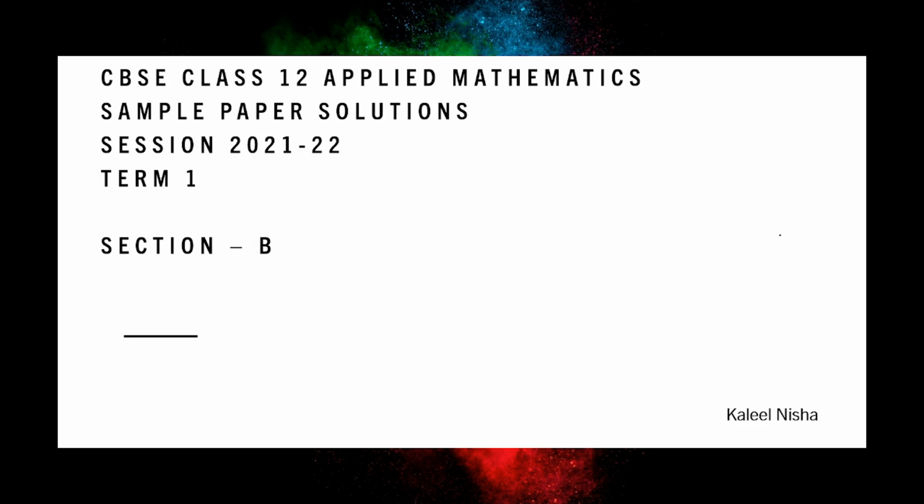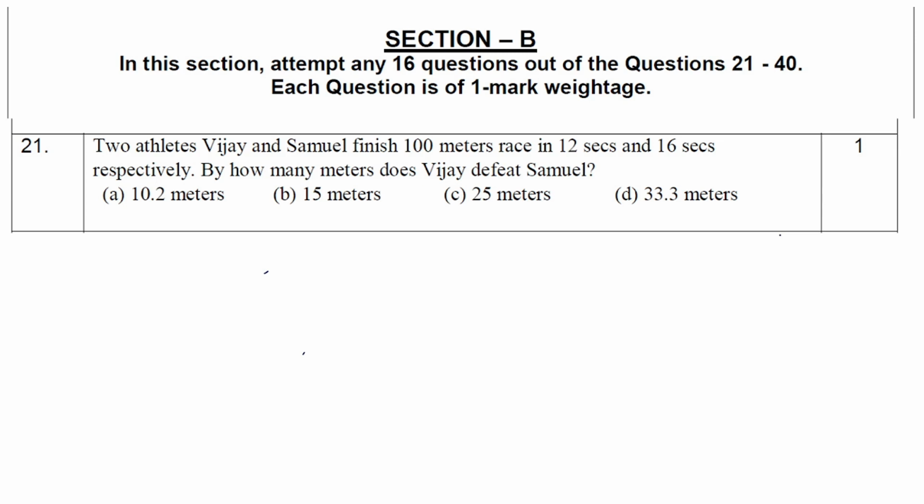In this video, I'll solve the questions from section B of term 1 sample paper CBSE class 12 applied mathematics of session 2021-22. The first question, that is the 21st question of the term 1 question paper, or the first question in section B. It says two athletes Vijay and Samuel finish 100 meters race in 12 seconds and 16 seconds respectively. By how many meters does Vijay defeat Samuel? The various options are 10.2 meters, 15 meters, 25 meters and 33.3 meters.